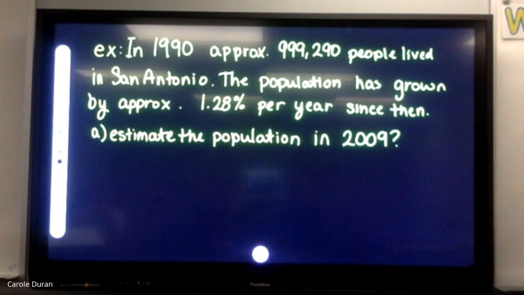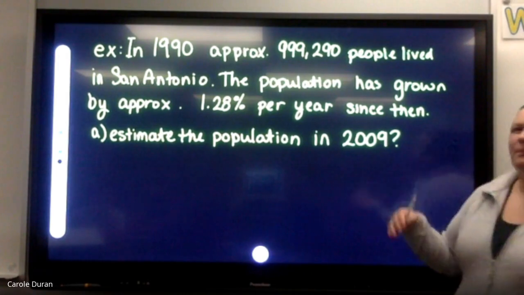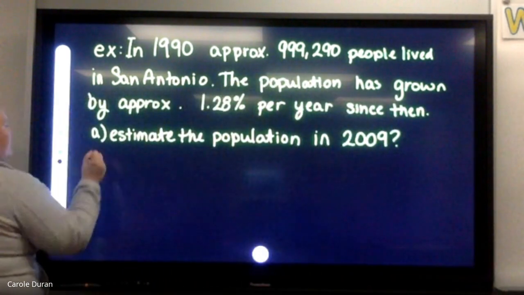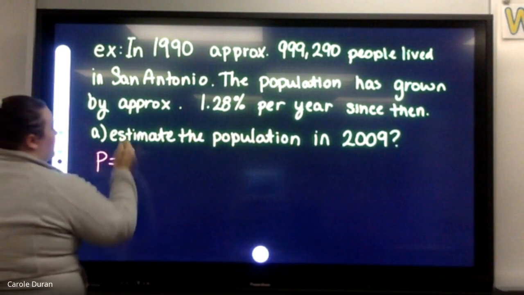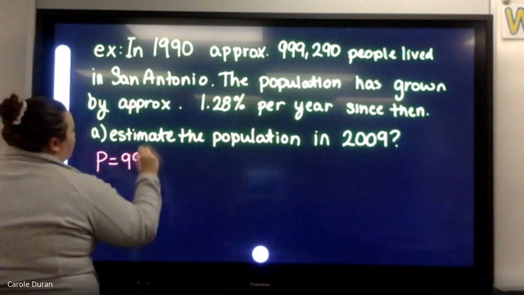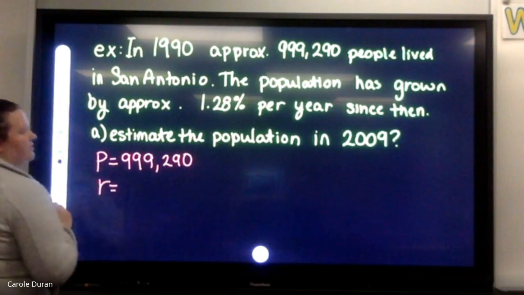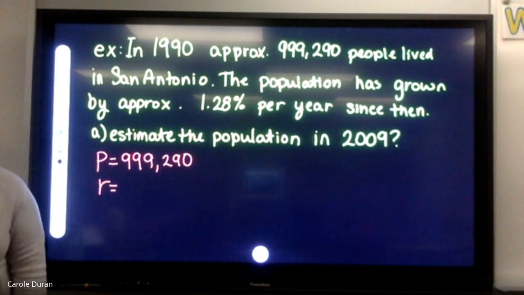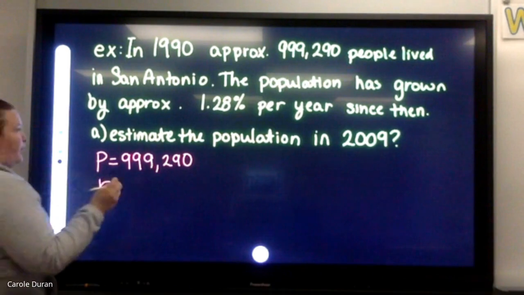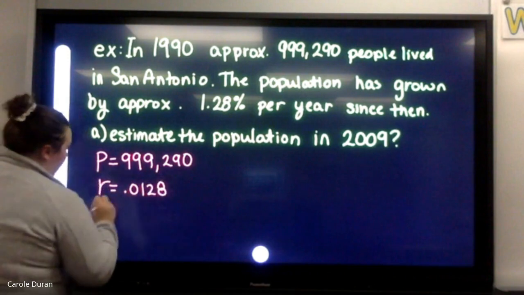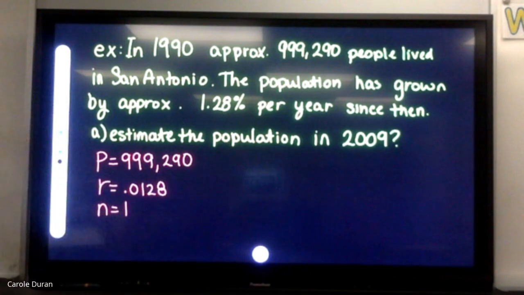interest equation that we started with, which is P times (1 plus r over n) to the tn power. My principal amount is the population in 1990, which is 999,290. My interest rate is the 1.28%, but turned into a decimal, so 0.0128. N, the number of times per year that this interest is taken, is just 1. Whenever we talk about a population, it's pretty much always 1.